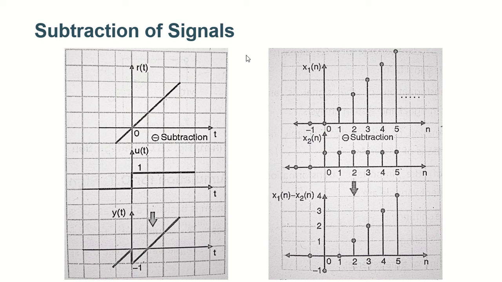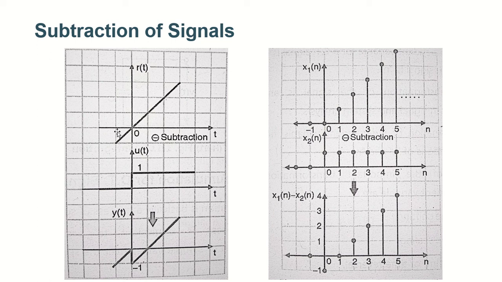Subtraction is also based on the same principle as the addition was. So rather than going into theory, let me just directly explain it to you. Come here, see, firstly we are taking r of t, and then we are taking u of t, and then we are going to subtract this u of t from r of t. So let's check out the values first. Let's say this is my 0th point, so this point will be minus 1, right?